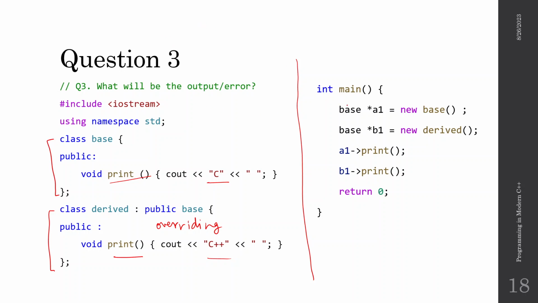Now we come to the main function. In the main function you will see that we create two objects, one of base type and one of derived type, but we assign them both to base pointers. So we create two pointers a1 and b1, which we interpret as base pointers, and then we assign the base and the derived objects to these pointers, and then we call a1 print and b1 print. So now what will be the output? Here you have to remember that diagram.